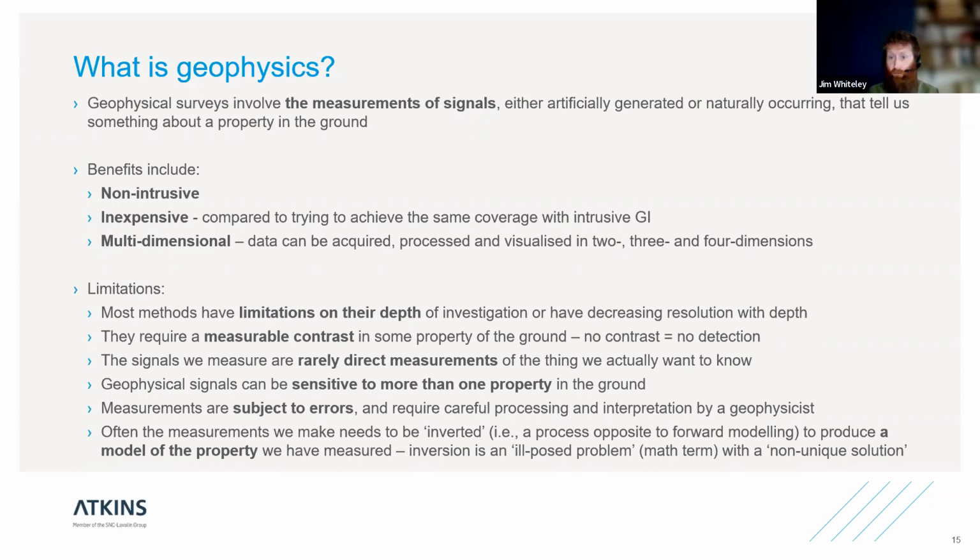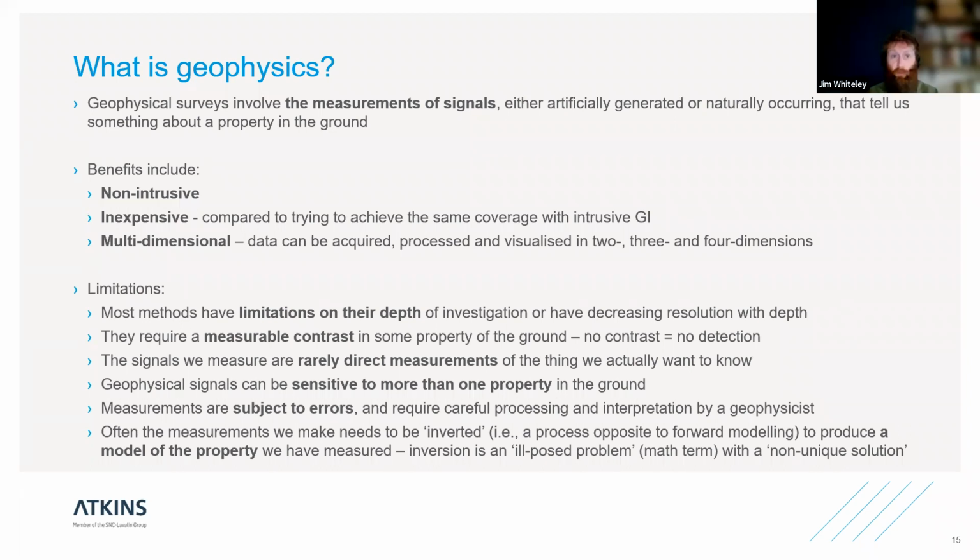But for the majority of methods where we're looking to actually get some sort of cross-section through the ground, or even some sort of volume, if we're using three-dimensional methods, we need to do an inversion. And an inversion is quite a complicated process. It's effectively the opposite of forward modeling. The analogy that I use is that if you had a bar magnet and you knew the size of that bar magnet and the magnetic intensity of that bar magnet, you would be able to forward model what the magnetic field would be around that.